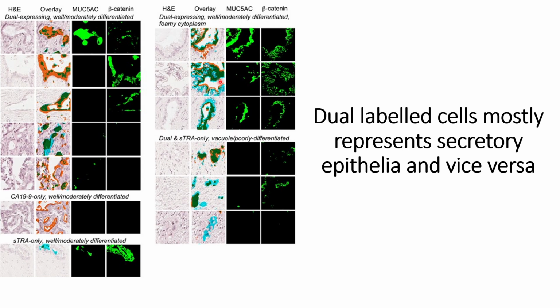we can see that the CA19 expression levels are high and sTRA expression levels are also high compared to the first case. In this case also the overlap regions are less, and we can say that this is a moderately differentiated cytoplasm. So when the cytoplasm differentiation goes down, we can see a decrease in the amount of MUC5AC. And in the third case, where there is no overlap of CA19 and sTRA but both are present independently, we can see the presence of both MUC5AC and beta catenin.